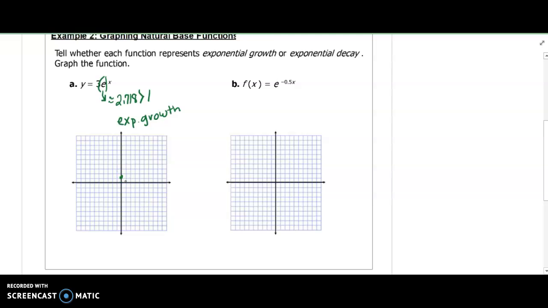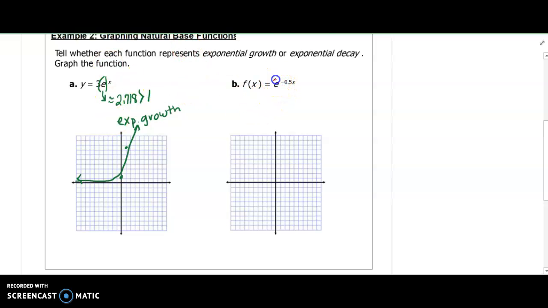If we plug 1 in there, it'd be 3 times almost 3, so somewhere around here. And we know exponential growth just looks something like that. I didn't connect the dots very well, guys. All right, let's look at this one over here.